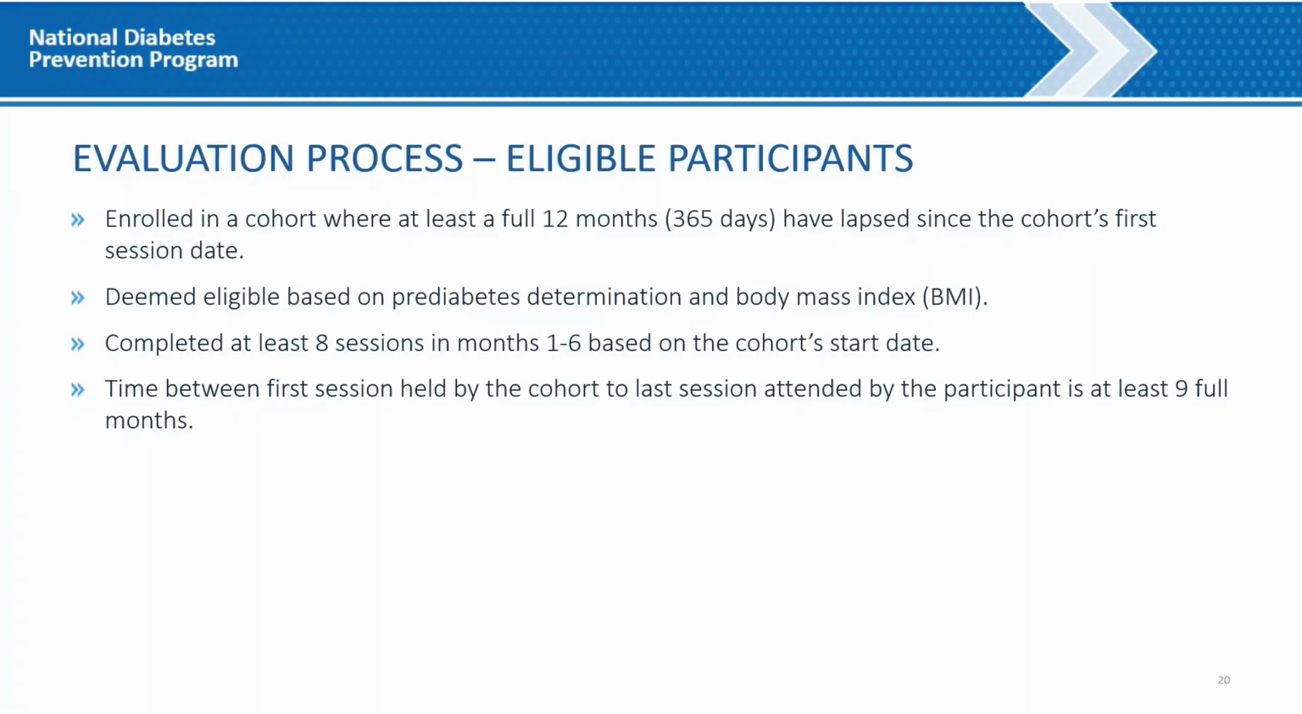In addition to a lapse of 365 days from the first session date, to be eligible for evaluation, participants must be at high risk for developing type 2 diabetes. This is determined by a blood glucose test within the last year, a positive screening from the pre-diabetes risk test provided by the American Diabetes Association, or history of gestational diabetes, or GDM. In addition, the participant must have a qualifying body mass index value of 25, or 23 for Asian Americans. Additionally, participants must have attended 8 sessions in months 1 through 6 and have at least 9 full months between the cohort's first session date and the participant's last session date at the time of evaluation.